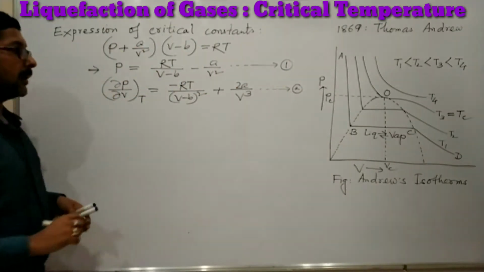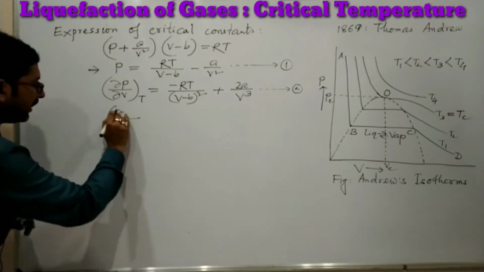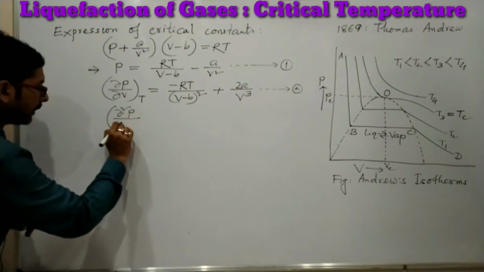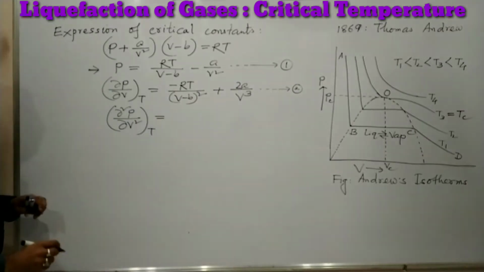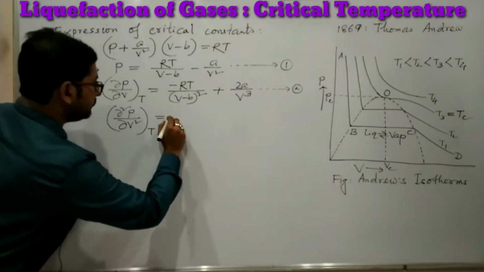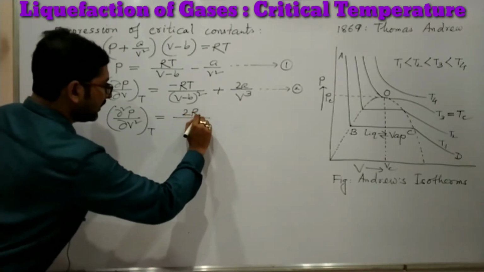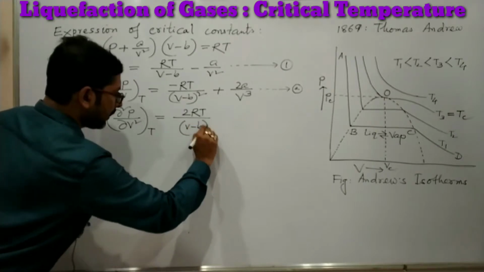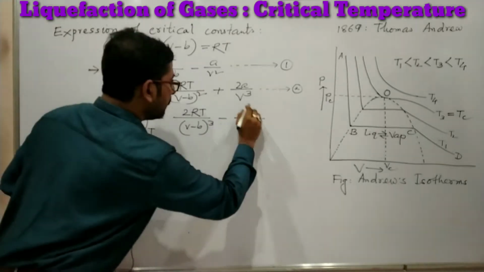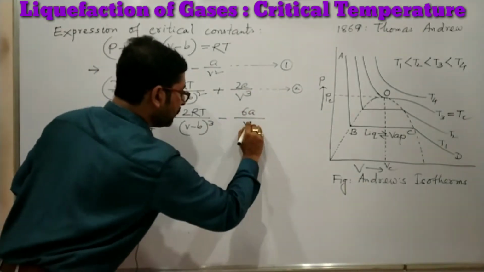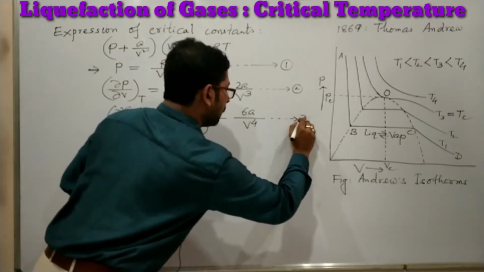Then again, we can take the second order differential, del square P del V square at constant T equal to plus 2RT by V minus B whole cube minus 3 into 2, this is 6A by V to the power 4. This is our equation number 3.